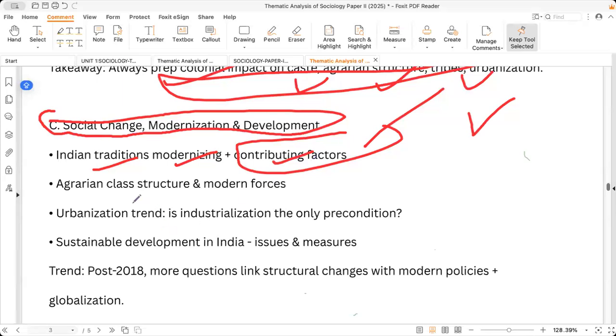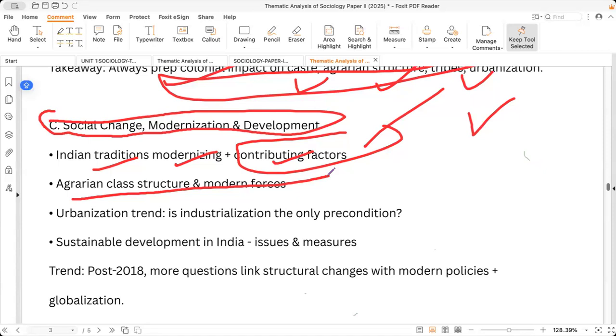The next question was on agrarian class structure and modern forces. How is the agrarian class structure getting changed? See, in India, there has been a complete study done by many sociologists, and one of the common points among them is that in India there is no one agrarian class structure. There is a differentiation. In Bihar, the feudal agrarian structure is still there. In states like Andhra Pradesh, Haryana, Punjab, a capitalist structure has also come. In some of these states, a semi-feudal structure is also there. So there is no one type of change in the agrarian class structure, and modernity is also impacting differently.